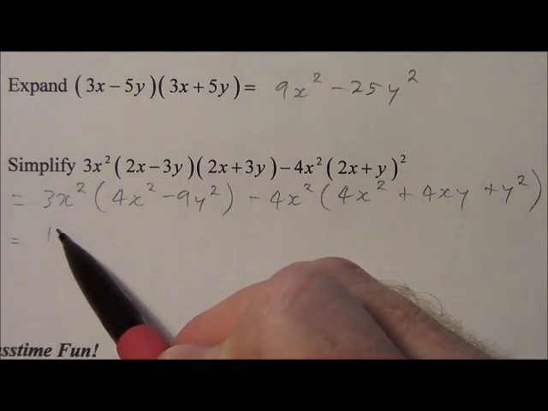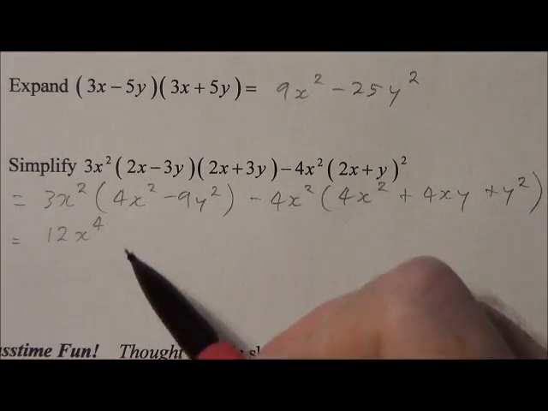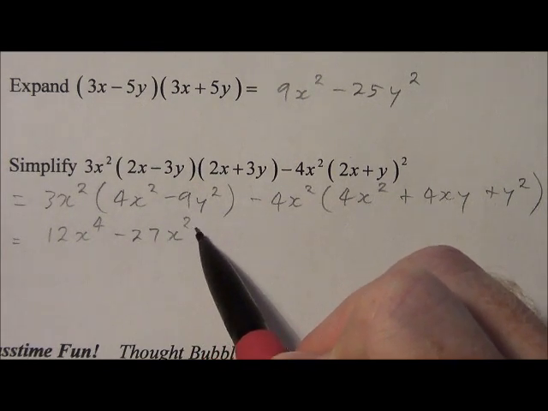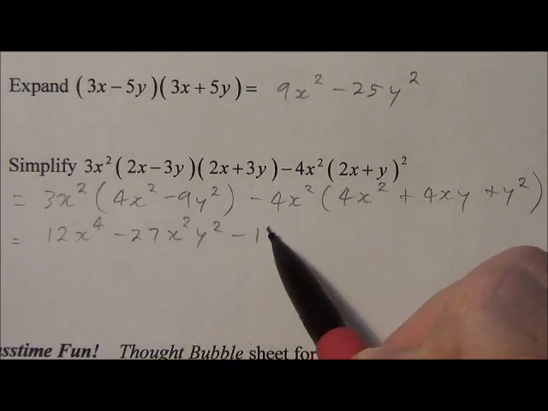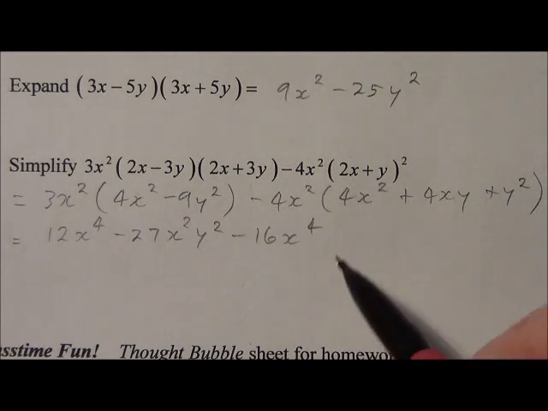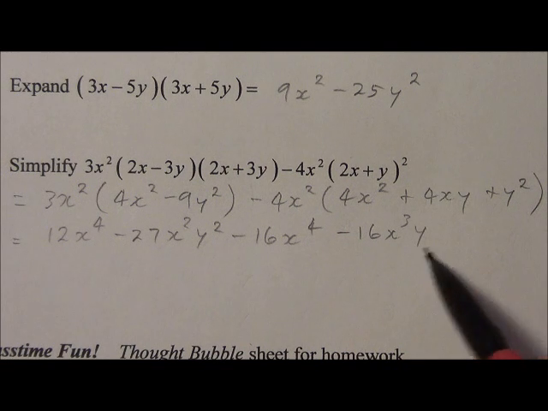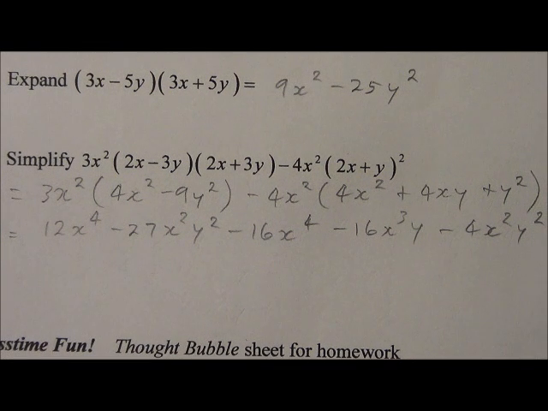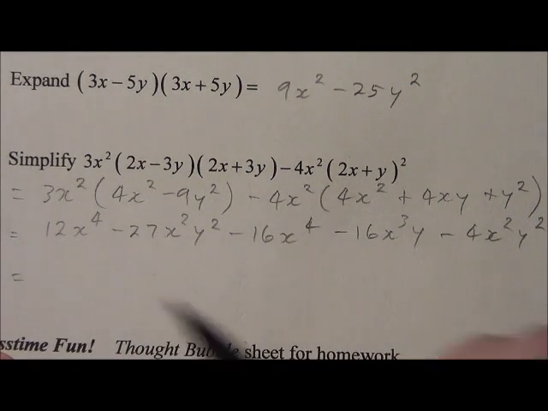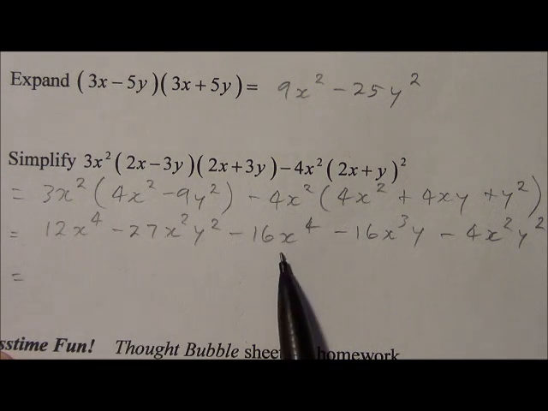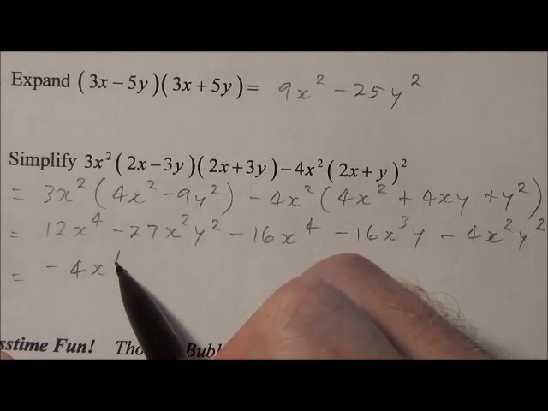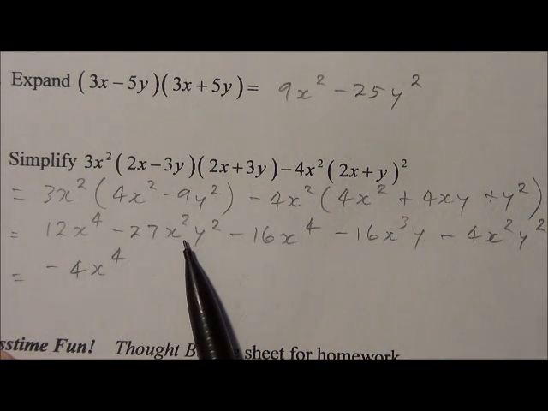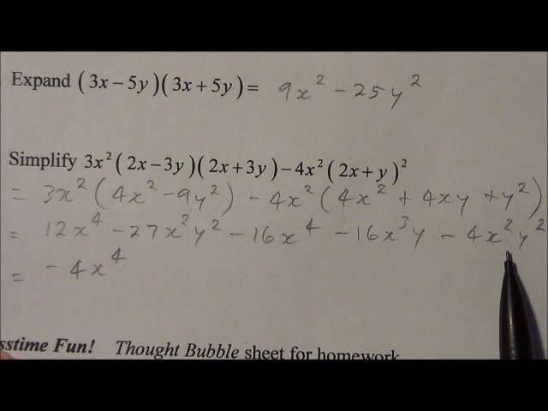Okay, so I'll get 12x to the power 4 minus 27x squared y squared minus 16x to the power 4 minus 16x cubed y and minus 4x squared y squared. Okay, now just simplify that, please, by collecting like terms. Pause. And so we've got 12x to the power 4 minus 16x to the power 4, so we get negative 4x to the power 4. I'll leave this term with the x squared y squared and that term with the x squared y squared until the end.